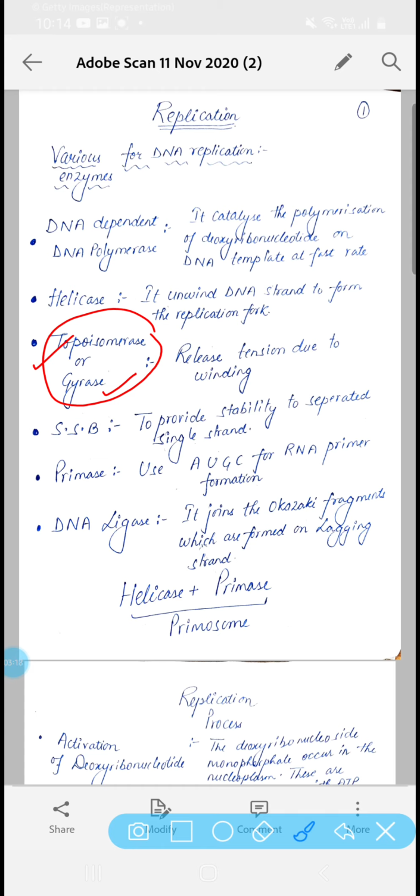So what is the function of topoisomerase or gyrase? It will release the tension that is produced due to the unwinding of the DNA. Clear? Then comes a set of proteins called the single stranded binding proteins. These single stranded binding proteins provide stability to the separated single strand.